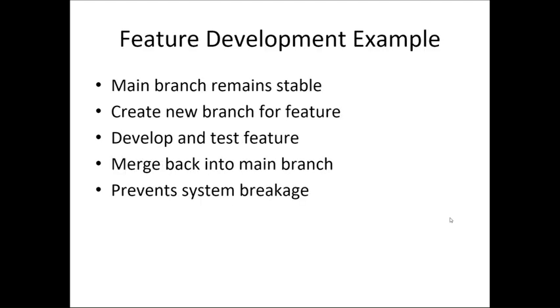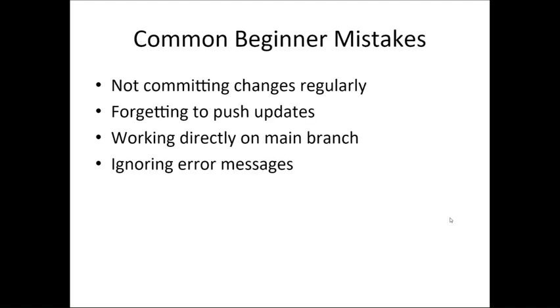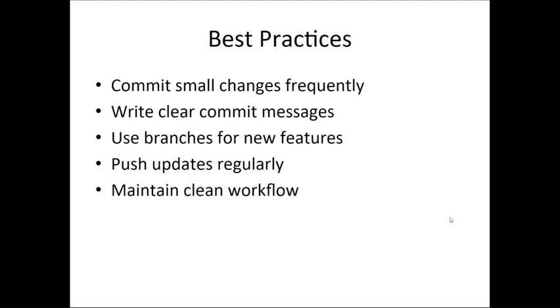All right. So, feature development example. The main branch remains stable. You create a new branch for a feature, develop and test the feature, and merge it back into the main branch, preventing system breakage. Common beginner mistakes: not committing changes regularly. Man, if this ever happens to you, you'll be so angry because you have lost a lot of lines of code. Forgetting to push updates, working directly on the main branch, or ignoring messages. Best practices: commit small changes frequently, write clear commit messages, use branches for new features, push updates regularly, maintain a clean workflow.